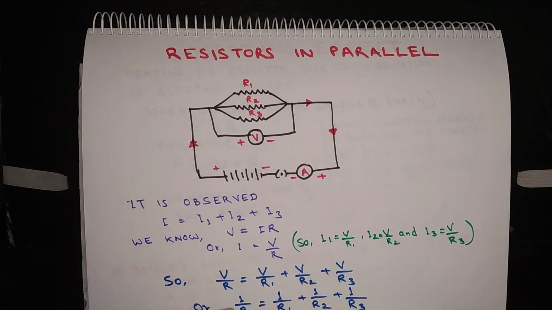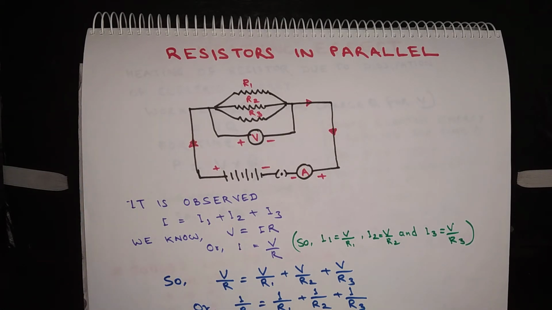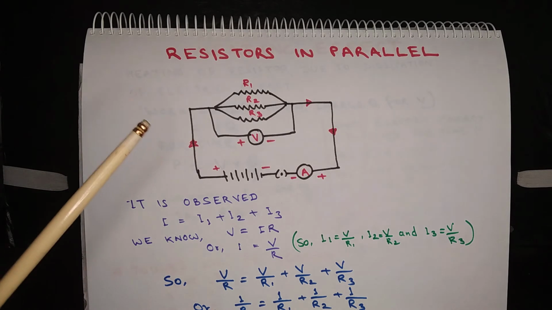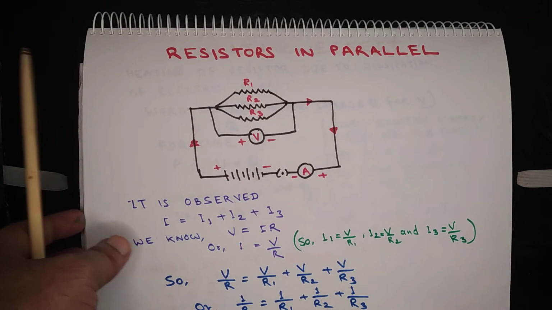That is, 1 upon R is equal to 1 upon R1 plus 1 upon R2 plus 1 upon R3. So, this means that while in case of the series combination, the equivalent resistance is more than the individual resistances, but in case of parallel combination, the equivalent resistance is less than the individual resistances, because here we are taking reciprocals. And that is why most of the wiring or household wiring is done as a parallel combination to reduce the resistance on the circuit.